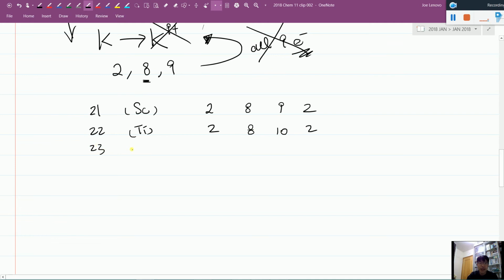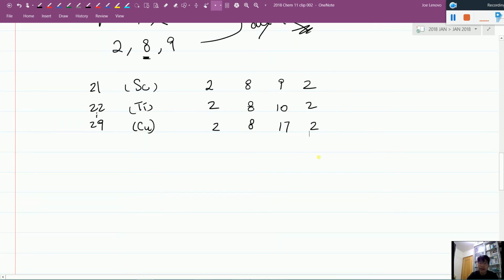And 23 we have, let's move on, just skip a few. You can go back and look at your periodic table for the rest of it. Let's skip a few, all the way to 29. What is 29? 29 we have copper. Copper is 2, 8, 17, and 2. And we have the very last one, 30, that I want to discuss, which is zinc. It's 2, 8, 18, and 2.